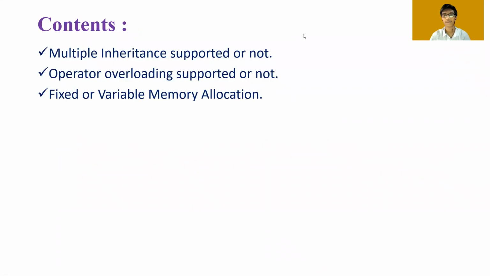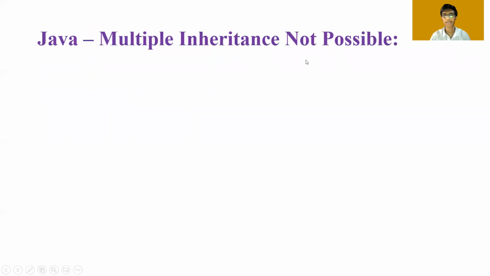Observe. First, we are going to see whether Java supports multiple inheritance or not, whether Java supports operator overloading or not, and whether the memory location is fixed or variable. We are going to check all these things. Now let's see one by one. Now let's go for multiple inheritance.